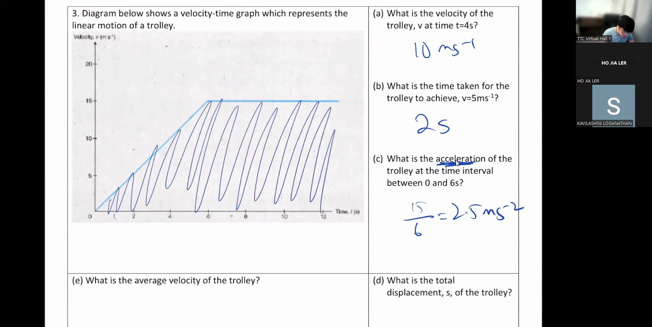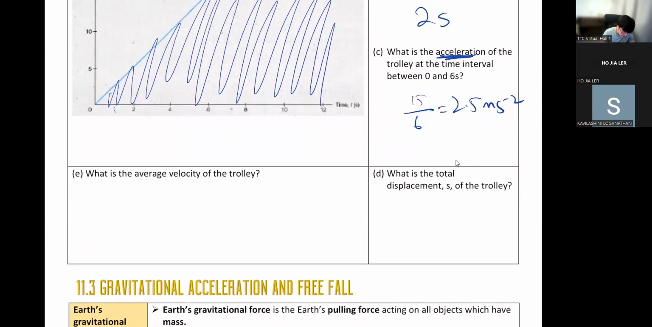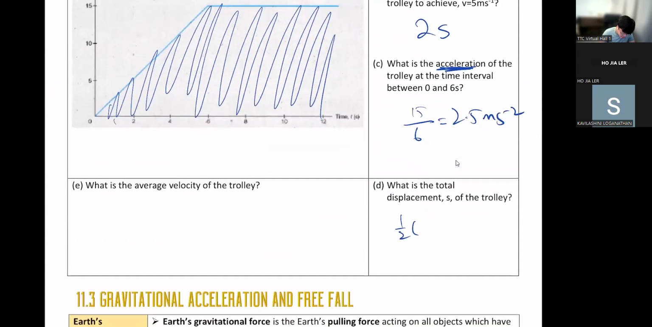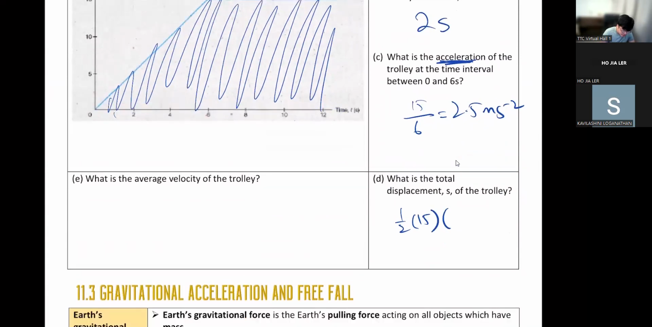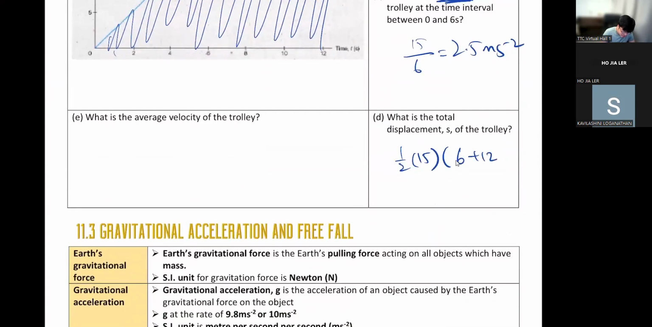Okay, calculate the whole thing here. Again, trapezium. So 1/2 times 15 times A plus B. So A here is 6, B here is 12. So 6 plus 12. So this is 135 meters.